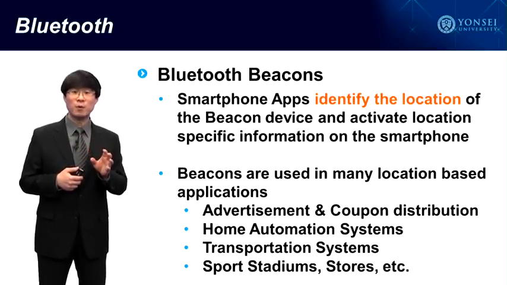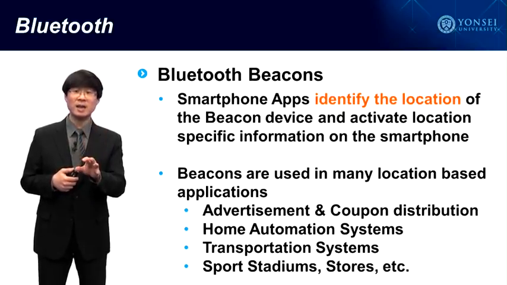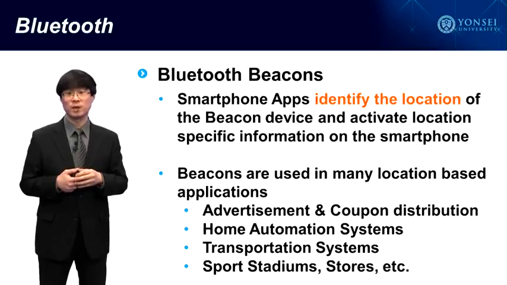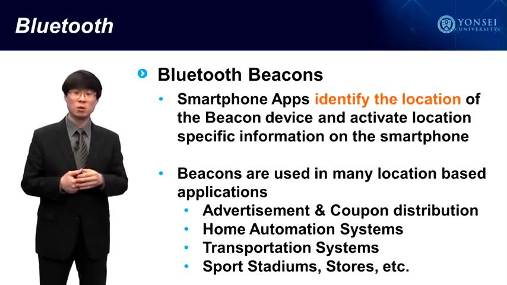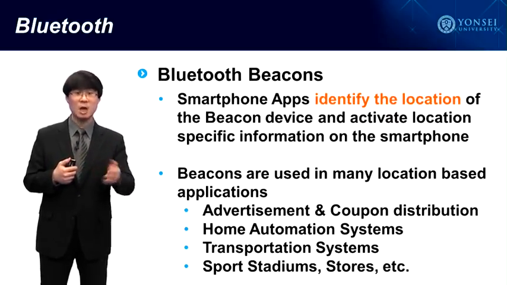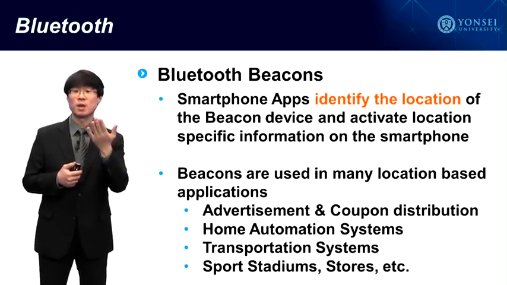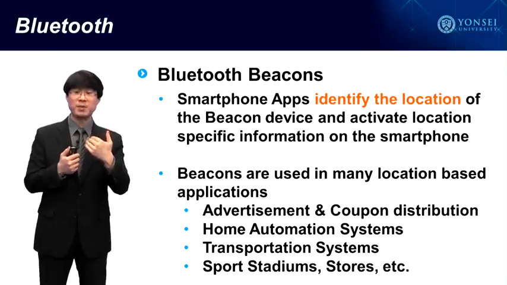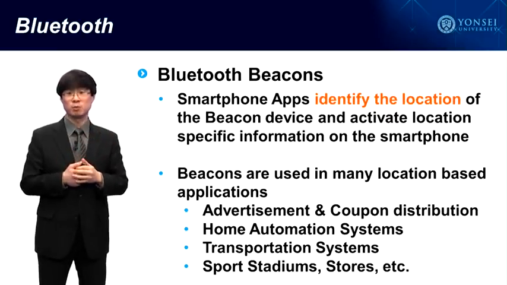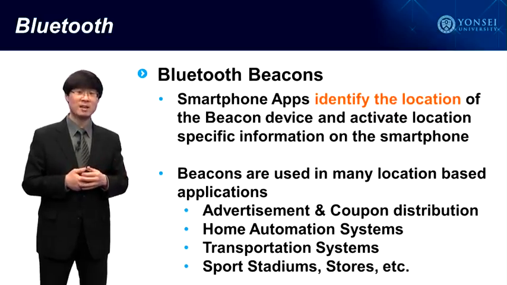Smartphone apps identify the location by receiving the beacon signal, and they activate location-specific information on their smartphones. Some things could be like advertisement or coupon distribution. Like you go into a department store, and when you reach a certain place that's selling something, you may not see it on the display, it may not catch your eye, but your smartphone may identify that this product is here in this local area. That information would be sent through the app, but the location information would come from the Bluetooth beacon. Other uses are home automation, transportation systems, sports stadiums, and various types of stores.